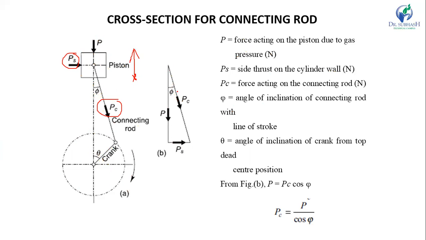So now you can see this component is PC, here is the P, and side thrust is PS. So it formed the right angle triangle. Okay, so phi is the angle of inclination of the connecting rod with the line of stroke, and theta is the angle of inclination of the crank from top dead center position. So from this figure we can say P is equal to PC cos phi. So therefore PC is equal to P upon cos phi, from this geometry.